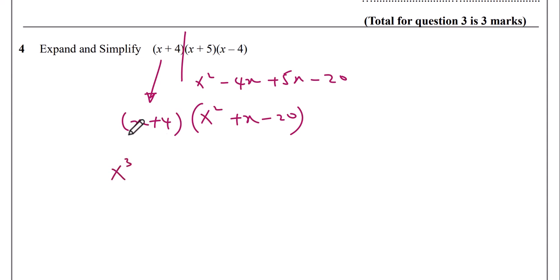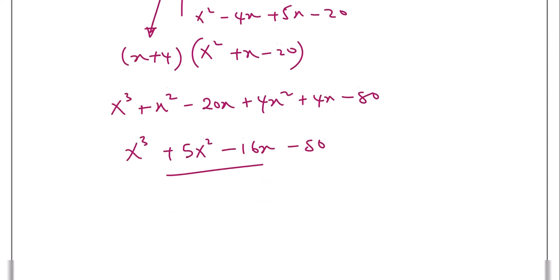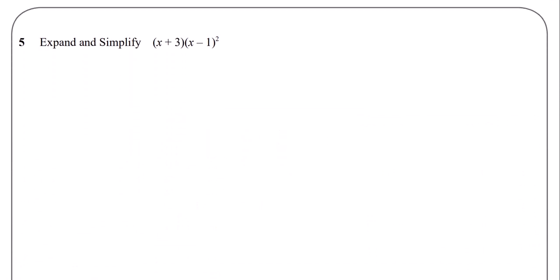x cubed, that's x squared, that's minus 20x, again 4 times x, that's 4x squared, 4x, and minus 80. So you simplify, you have x cubed and x squared plus 4x squared, you get 5x squared, and minus 20x plus 4x is minus 16x and minus 80. This is the result of expanding and simplifying this. And then we move on to number 5.